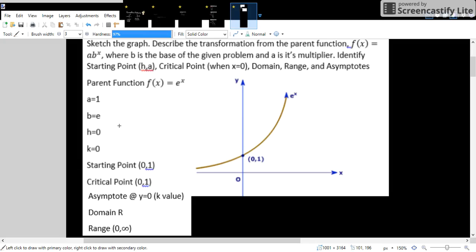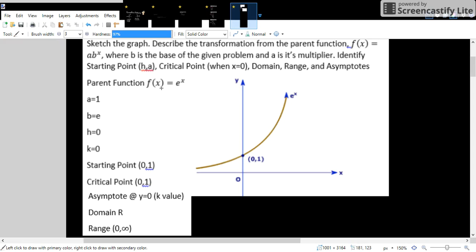Sketch the graph. Describe the transformation for the parent function f of x equals a times b to the x, where b is the base of the given problem and a is its multiplier. Identify the starting point (h, a), the critical point when x equals 0, domain, range, and asymptotes.